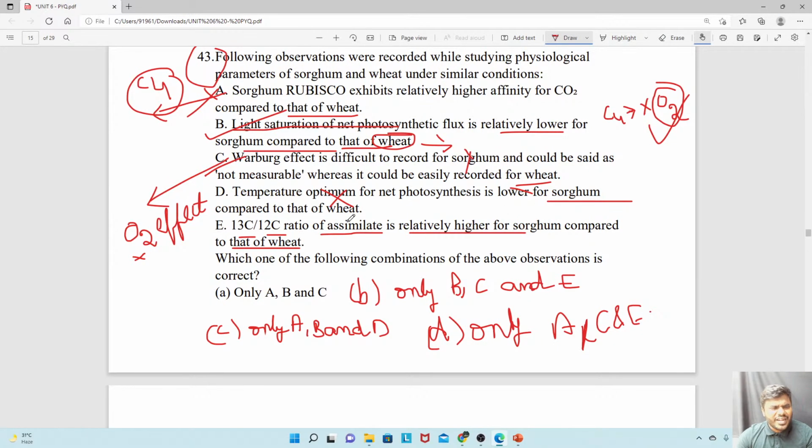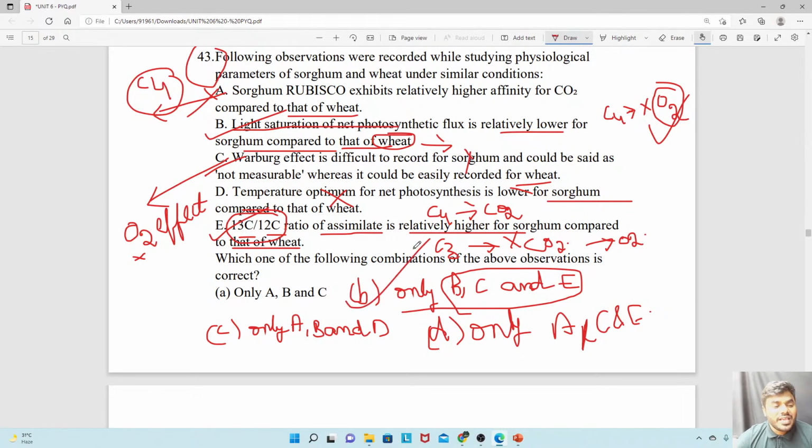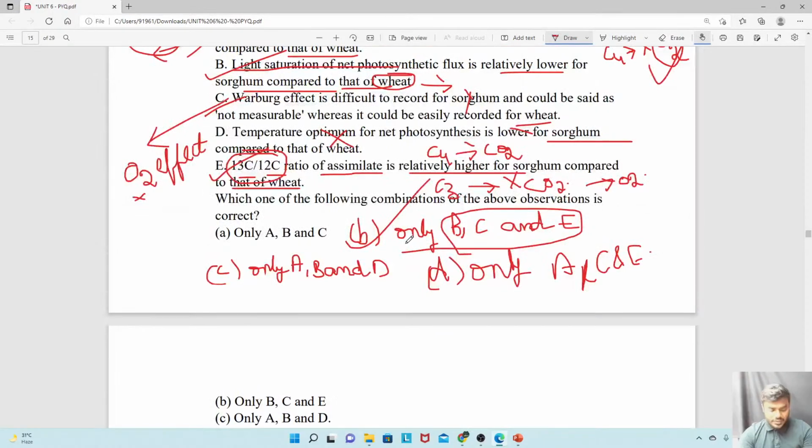So friends, we know, very common point. C4 plants will efficiently fix the carbon dioxide, no doubt about it. C3 plants are not efficient in fixing the carbon because they will show the mechanism of photorespiration. Then obviously this statement is right. C4 plants have a high 13 carbon 12 carbon ratio, whereas in case of C3 plants it is low. Hence option B, option C, option E, three statements are correct. Hence the answer B is right.